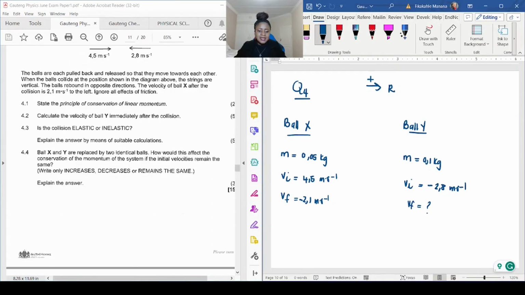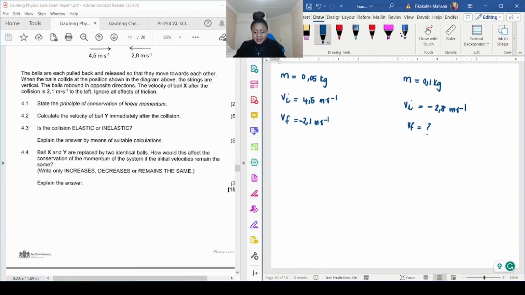Now let's see. It says, state the principle of conservation of linear momentum. Okay, this is where I don't really write down the definition. I'm just going to say it and then you are going to write it down. So basically it would be the total linear momentum in a closed system. It's important that it is a closed or isolated system. So the total linear momentum in an isolated system remains constant.